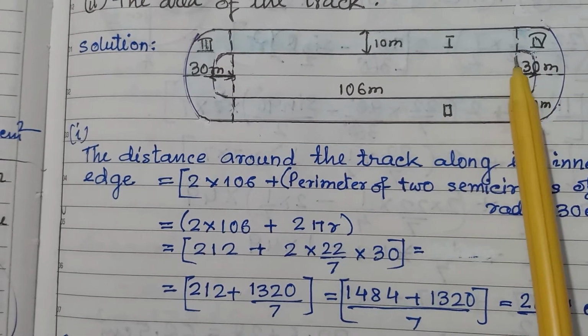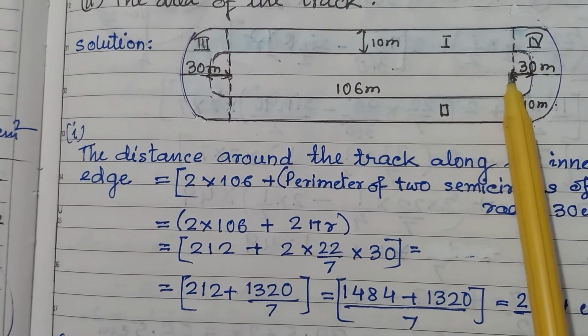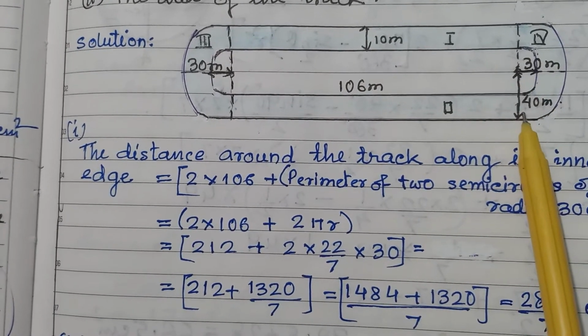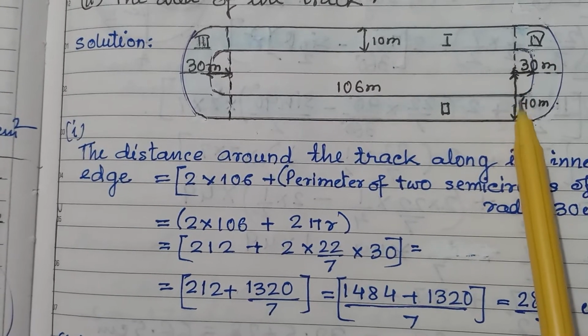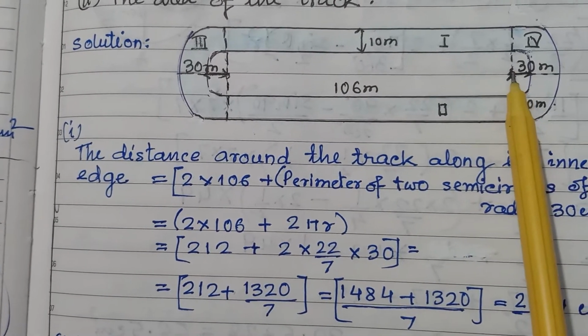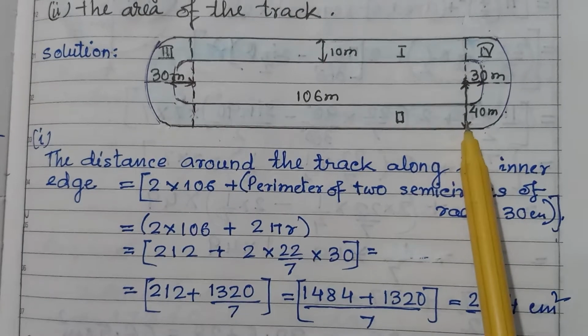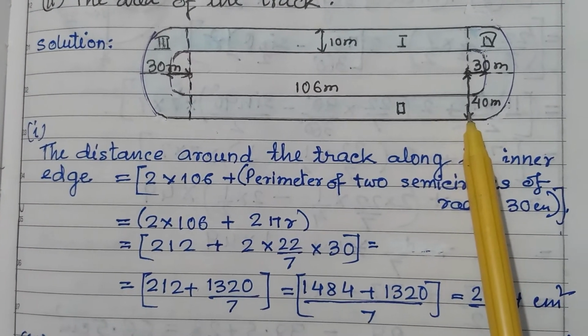This one is 30. The inner length this much is 60, so it is 30. And the width is 10. So 30 plus 10 is a total of 40. That means R1 is 30 and R2 is 40 as radii.